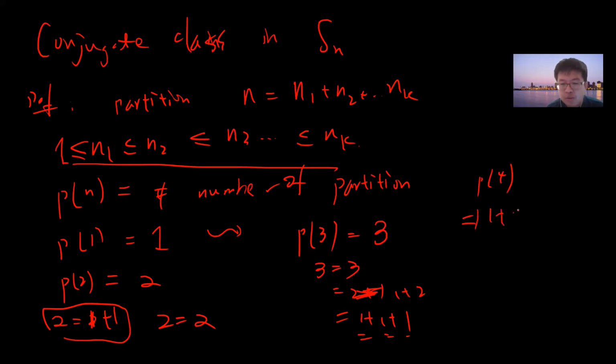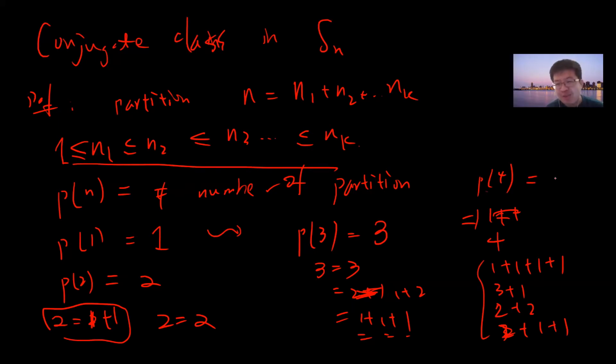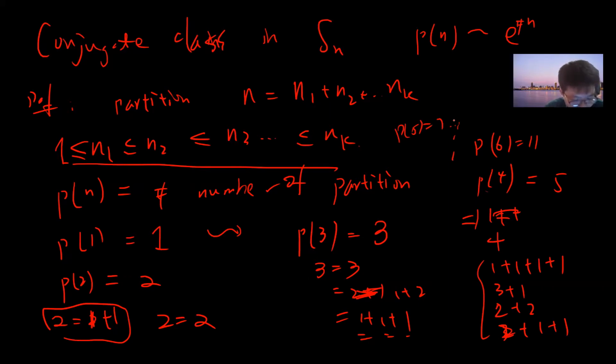p(4) can be 4, 3 plus 1, 2 plus 2, 2 plus 1 plus 1, and 1 plus 1 plus 1 plus 1, right? So you can write dynamic programming if you like computer science. p(4) is 5. Okay. This is not easy to prove, but p(n) is very large. I remember that it's exponential in n or something. For example, p(5) is 7 and p(6) is 11. Okay, don't worry, just some side remarks.